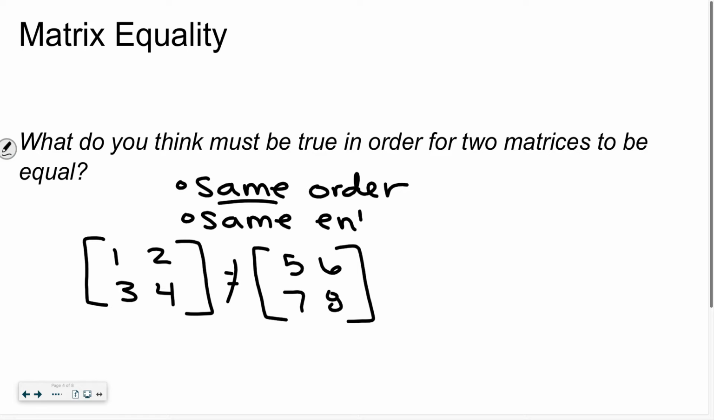In math, things are equal when they're exactly the same. So the only way two matrices are equal is if they're exactly the same.